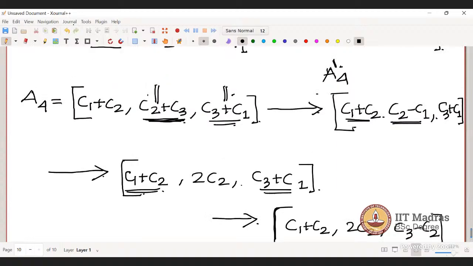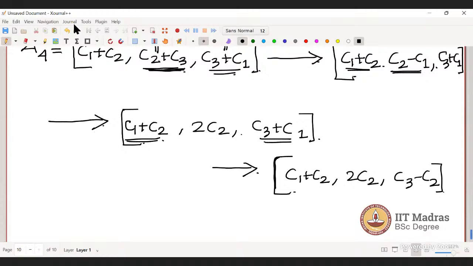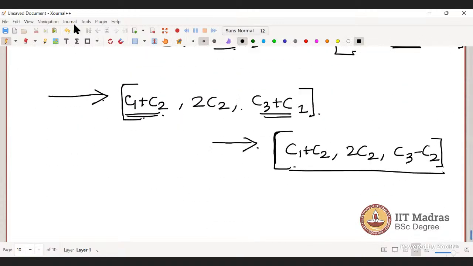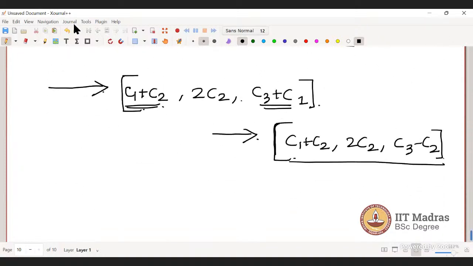So the determinants of all these matrices are basically the same, right? Yes. So now can you tell me what will be the relation between the determinant of this matrix and the determinant of this matrix? Two times. Yeah, basically 2 times the determinant of whatever matrix you have, C1, C2, C3. Okay, sir. Thank you.